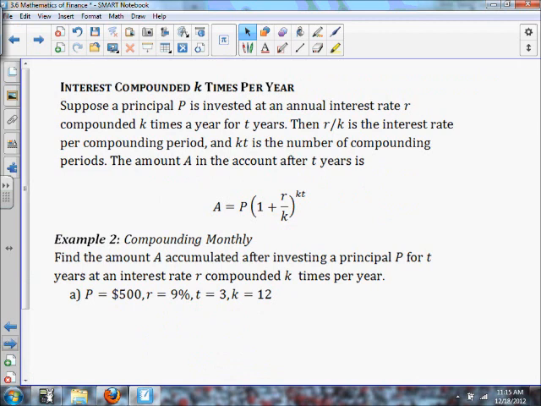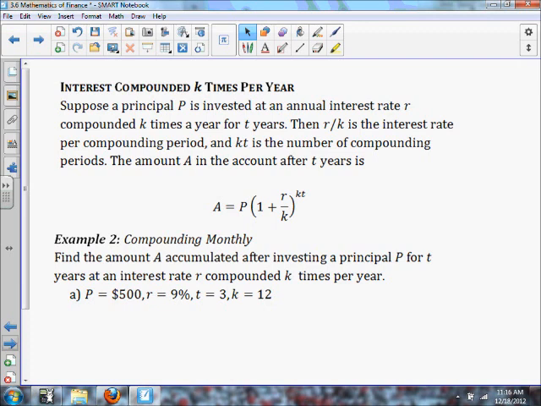All right. Now, interest compounded K times a year. In the previous example, we only compounded interest once a year. Suppose the principal P is invested at annual interest rate R compounded K times a year for T years. Then R divided by K is the interest rate for a compounding period. Think about this. If you're getting 7% interest compounded 4 times a year, the way they figure that out, they take the 7% divided by 4, so they take 0.07 divided by 4.